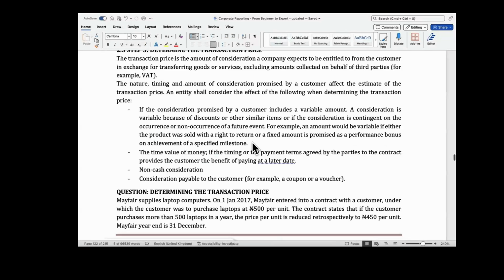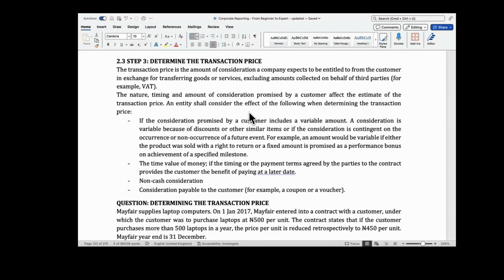So step 3. Step 3 is the transaction price. Ultimately, this transaction price is the amount of consideration a company expects to be entitled to from the customer in exchange for transferring goods or services, excluding amounts collected on behalf of third parties, for example, VAT. So transaction price is just how much you have charged in the contract. So how much you are entitled to from the customer in exchange for transferring goods or services.